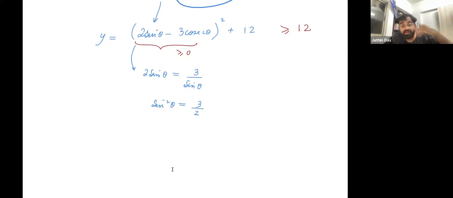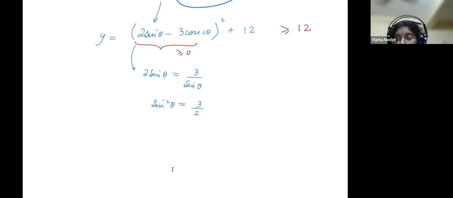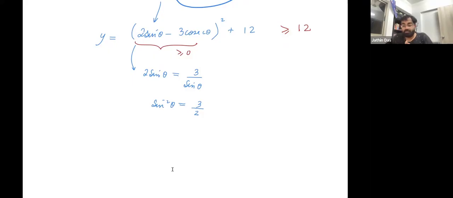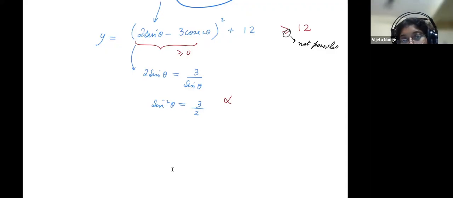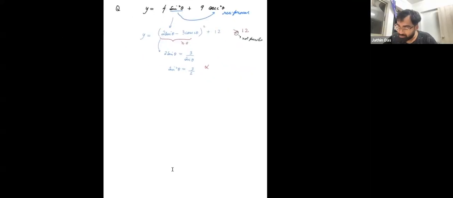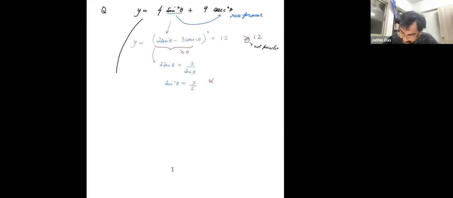But sin square theta is always between 0 and 1, and this is greater than 1, so it is not possible. That means this equality is not possible, so the entire game is gone. I can tell you it is greater than 12, but then what is the exact minimum value, I cannot tell. Are you getting it?